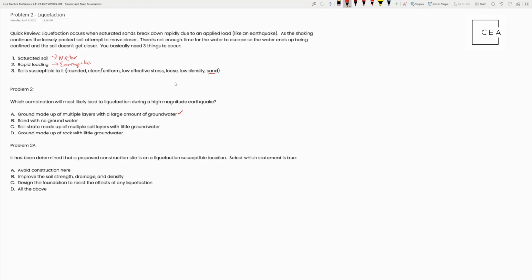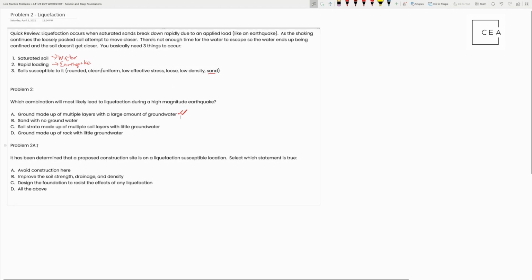You got it. So C, soil strata made up of multiple layers with little groundwater. That's, you'd have no groundwater again. And then D, ground made up of rock with little groundwater. Again, no groundwater, and you're dealing with rock. So rock's a good thing. You're not going to have liquefaction. With the rock, it's not low density. So good job, guys. The answer here is A for sure. That's your best choice. You have a best option of hitting sand, and you're dealing with water.